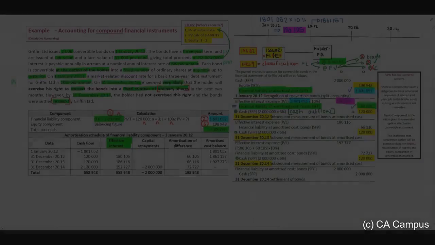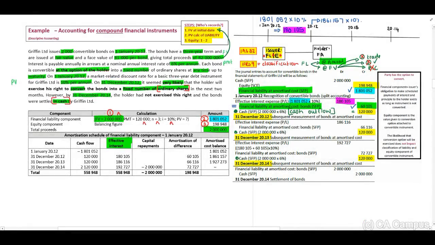Therefore, our balance at the end of 2012 will be the 1.8 million plus the 60,105, times 10%, and this will be our effective interest expense, 186,116. And again guys, you will have to debit the interest expense with the 186,116, and the remaining balance amount will be recognized in our financial liability account, 66,116.